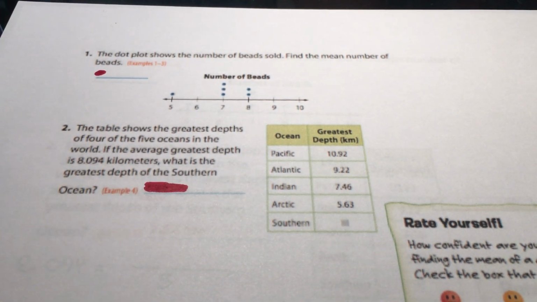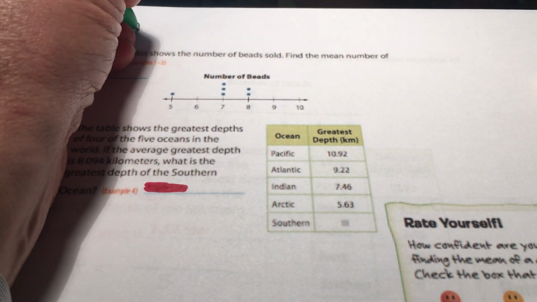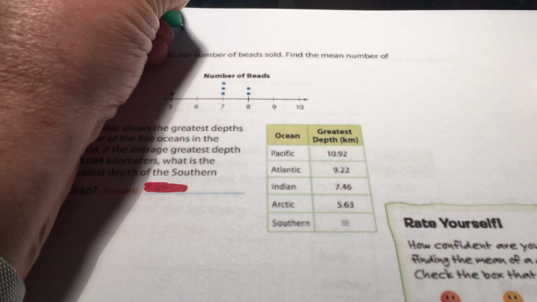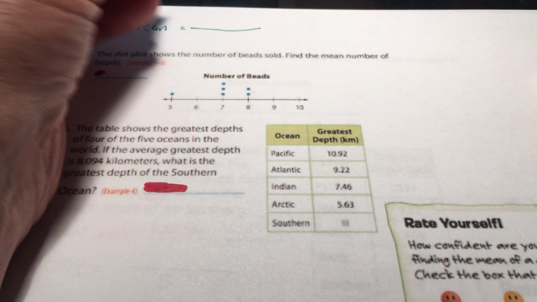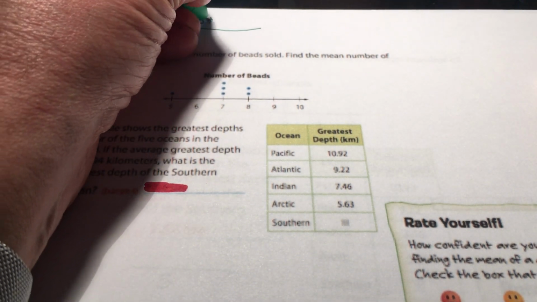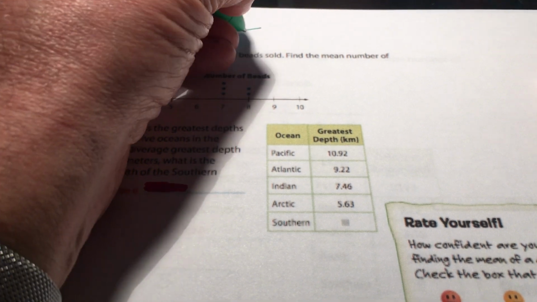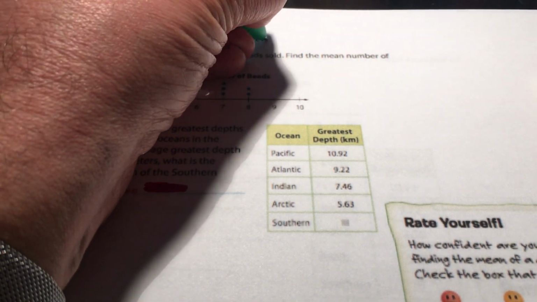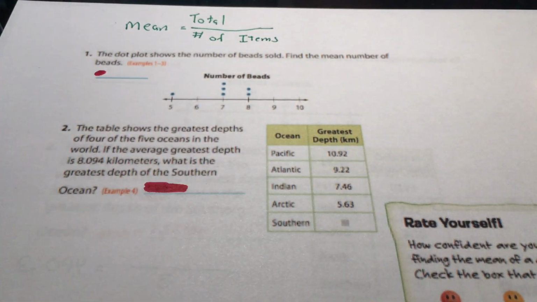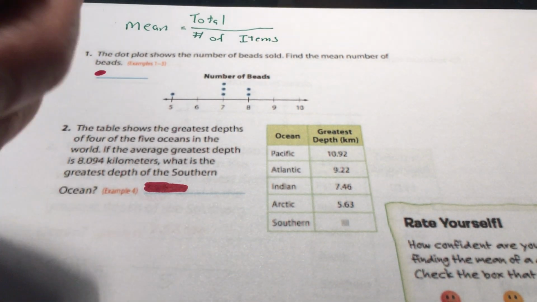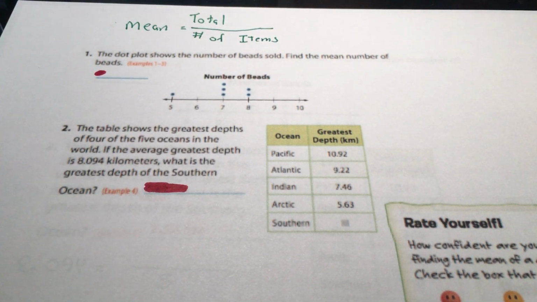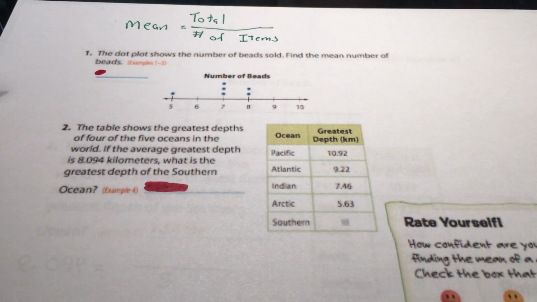Okay, today's lesson covers mean, or as we also know it, average. The mean is equal to the total divided by the number of items. As I said in some class time before, this gets used a lot in sports when they're trying to figure out the average points per game or the average yards a running back gets.